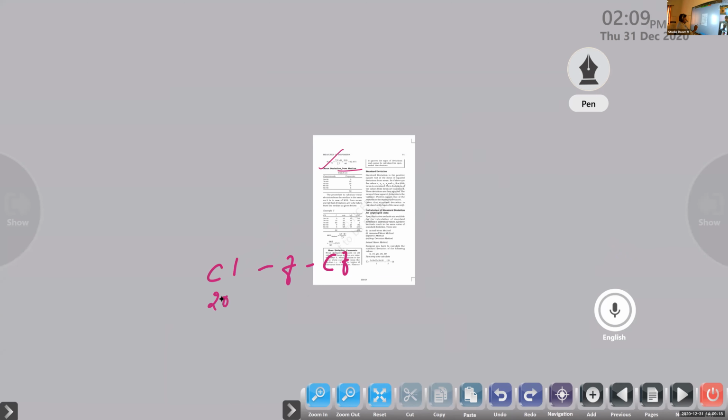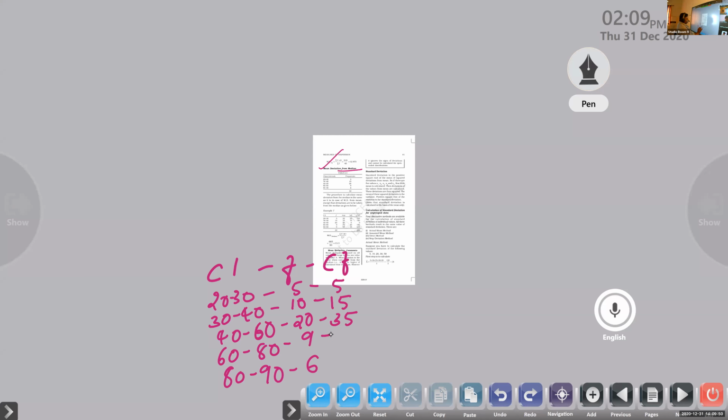Okay, 20, 30, 30, 40, 40, 50, 60. Next one, 60, 80. Next one, 80, 90. Frequencies are provided already: 5, 10, 20, 9, and 6. Next one, cumulative frequency. That is 5, 15, 35, 44, and 50.